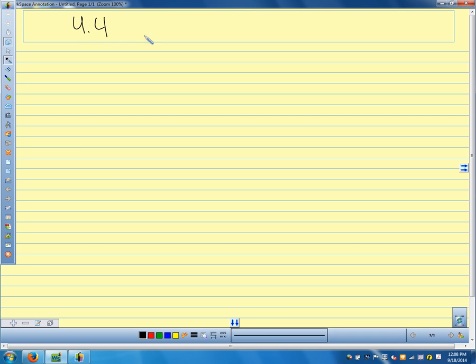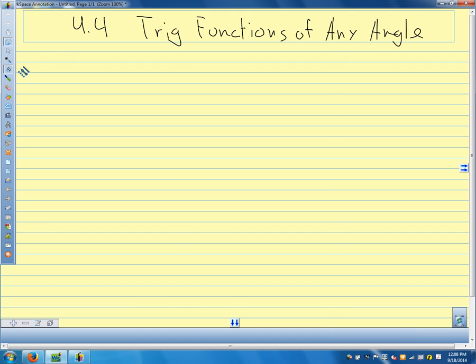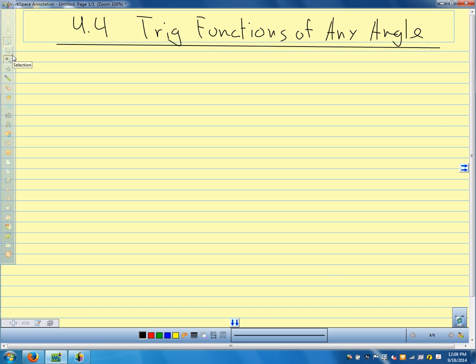Section 4.4, we're going to talk about trig functions of any angle. So far, when we've been talking about our angles and our trig functions, we've talked about the unit circle, which simplifies finding our trig functions, because all we have to do is look at the x-coordinate or the y-coordinate to find our cosine and our sine.